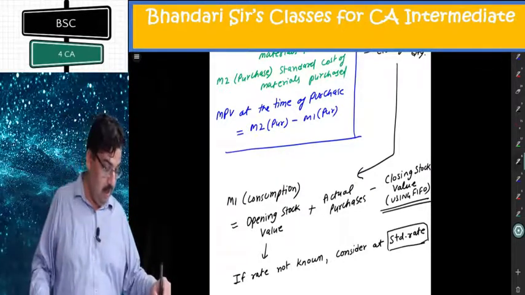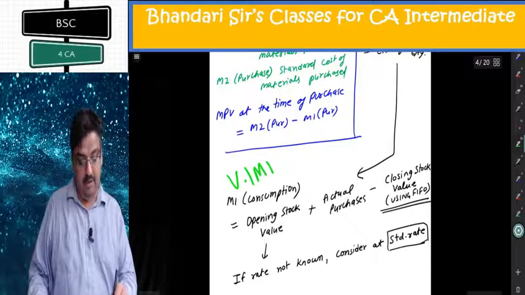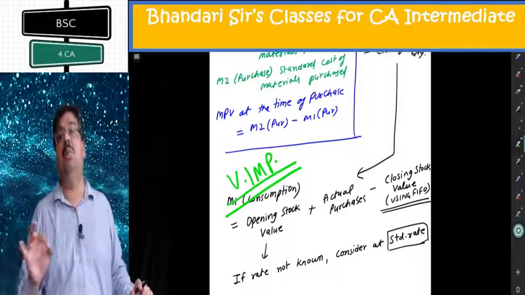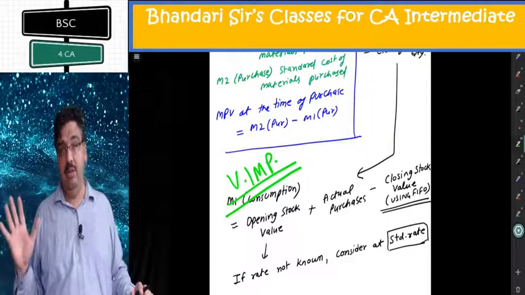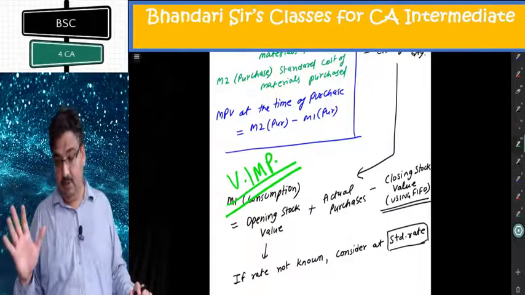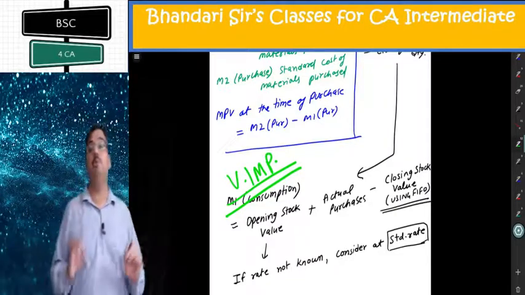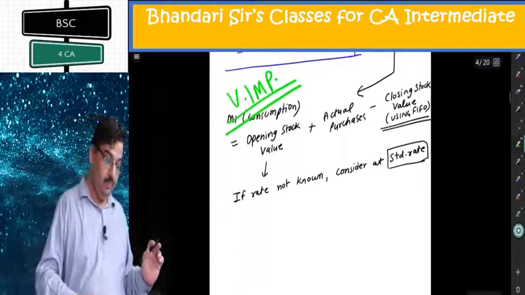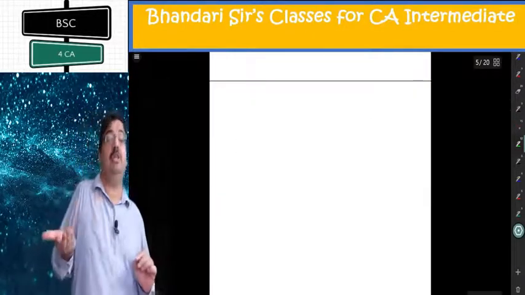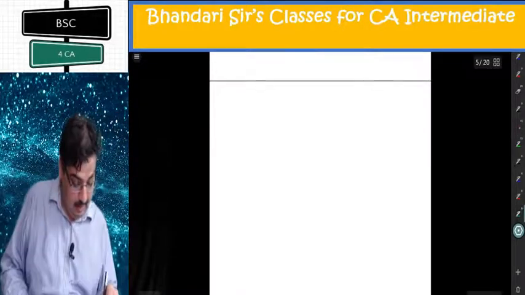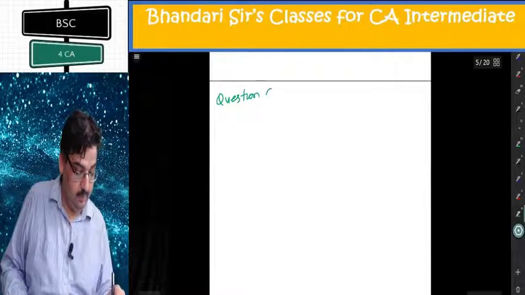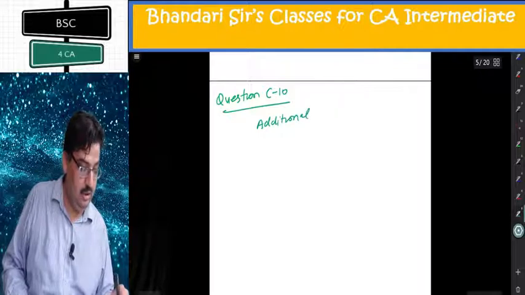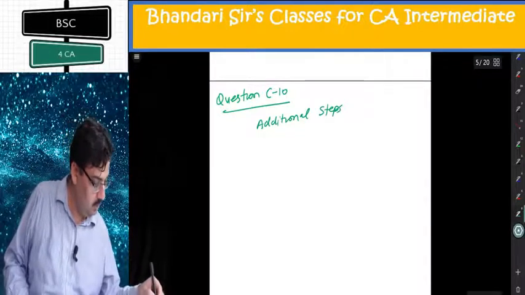This is really very important. Different from what you have been doing so far. Whenever there are stocks given for raw material, you need to apply this. Let us apply this in C10. In C10, I'll first compute the additional steps, M1 purchase and M2 purchase. They're not normal steps, they are additional steps, I should say. They are easy.